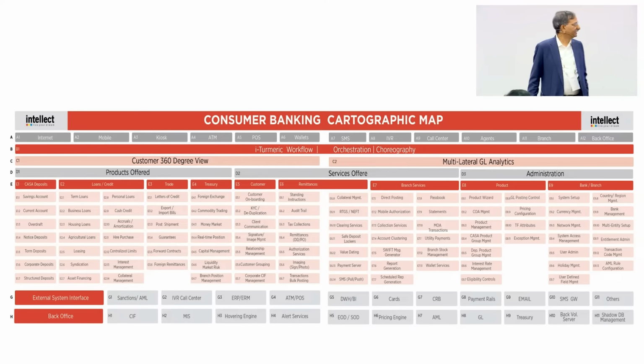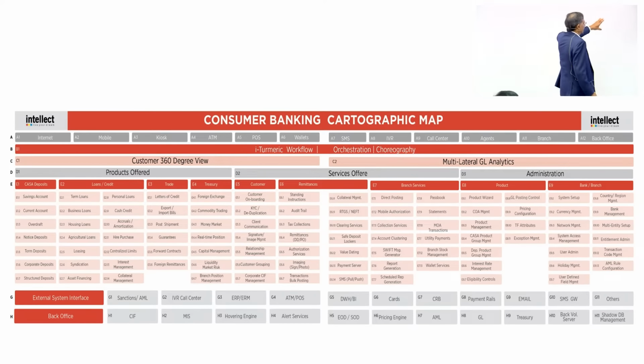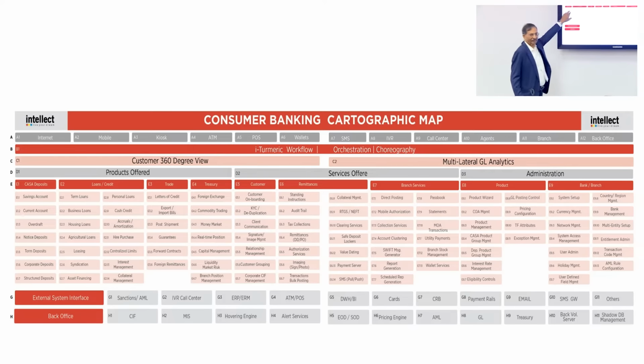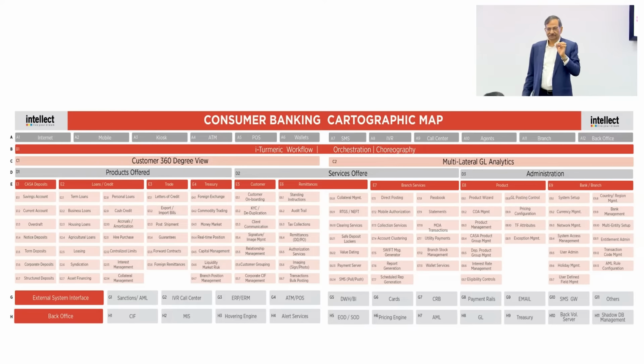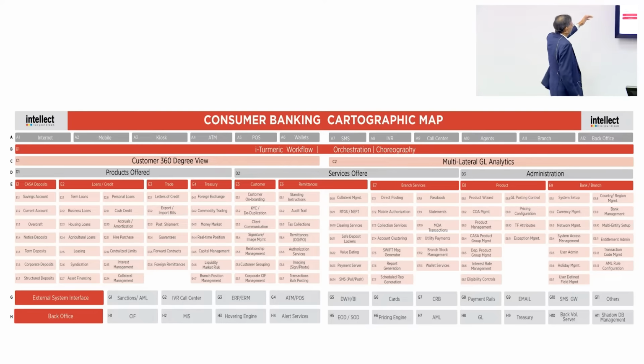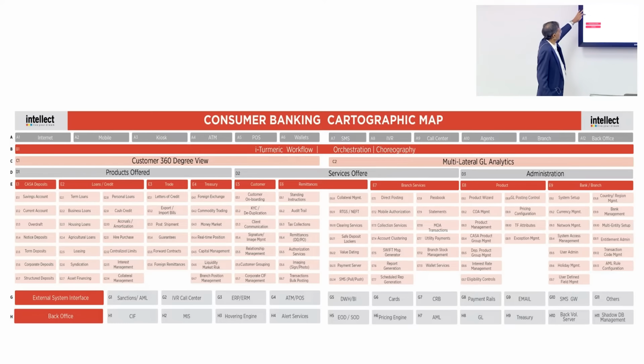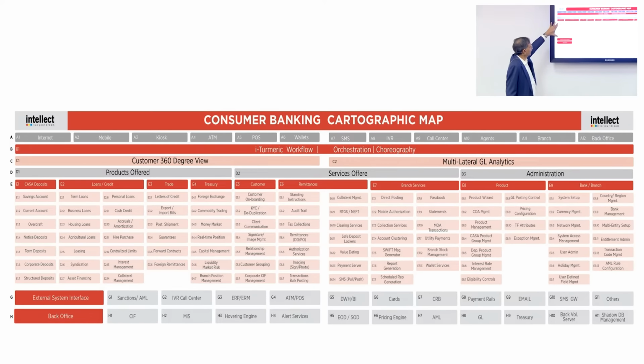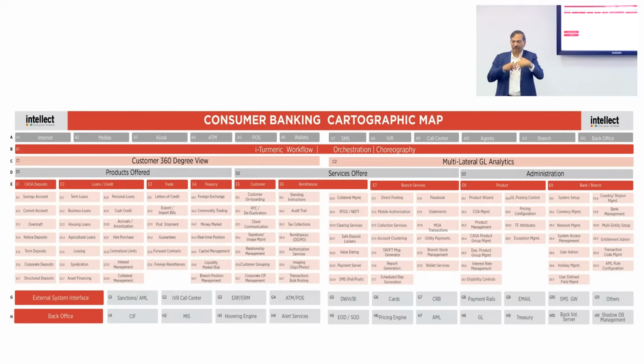Now this is the way we started looking at the cartographic map of banking. From here the numbering system starts. When we started our journey for microservices somewhere in 2011, we started codifying each block of the service so that all the knowledge, practices, patterns and anti-patterns get tagged to the specific knowledge packet. Whatever the best practices are, from saving account to overdraft account to notice deposit, term deposit, each one is numbered over here. So from here the microservices get created.